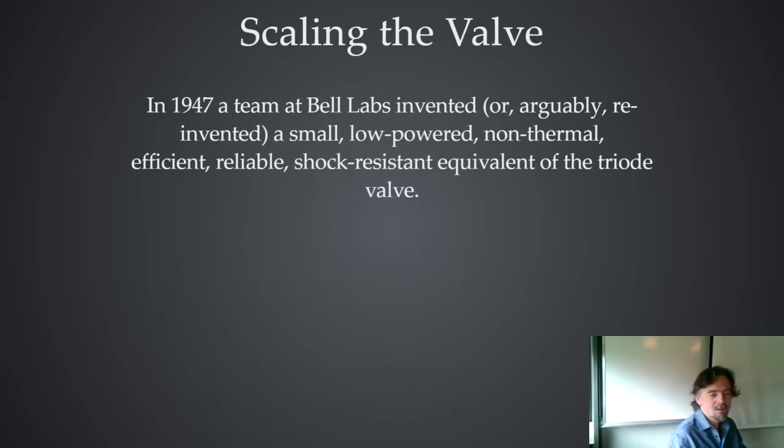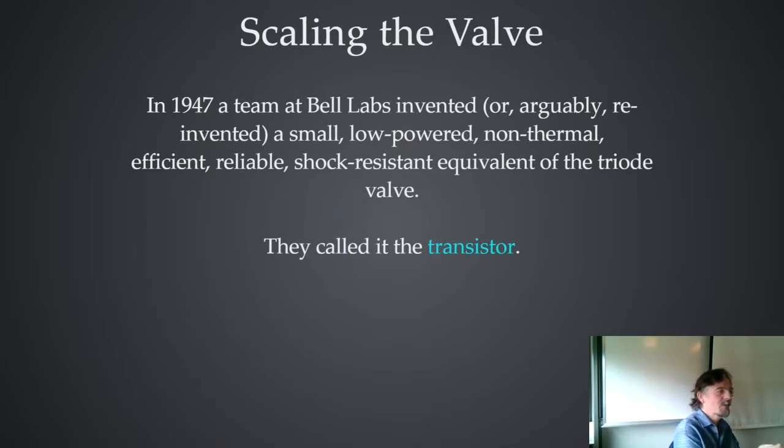So what actually happened was, in 1947, a team at Bell Labs invented, or depending on how you look at it, maybe reinvented, a way of creating really small, low-powered, cool, non-thermal, efficient, reliable, shock-resistant equivalents of the triode valve. They took this big, ugly thing that you had to build computers out of, and they miniaturized it into something really tiny. Does anyone know what that thing was? Not want to guess? Okay, the transistor. That's what the transistor is.